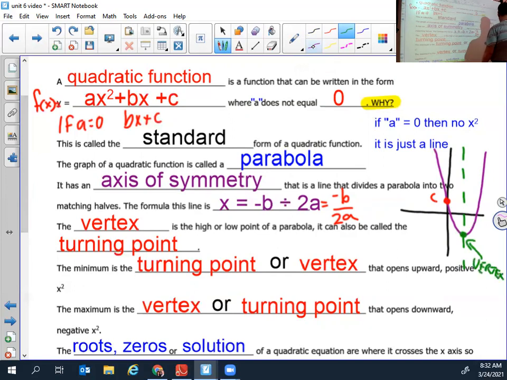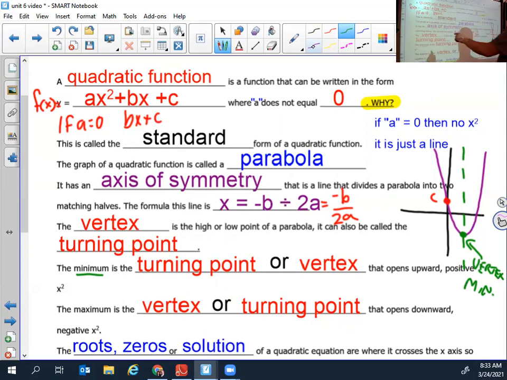Okay, and the turning point or vertex, when it opens upward, is positive for x squared. It's a minimum. Okay, so for the one that I just drew, it's a minimum. If it was a frowny, it would be a maximum for the turning point when x is negative.